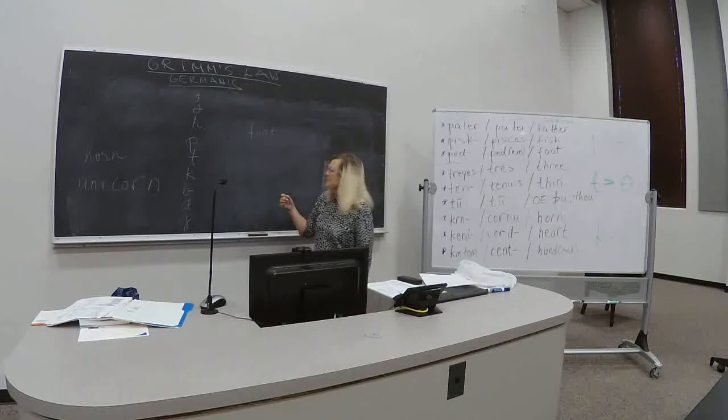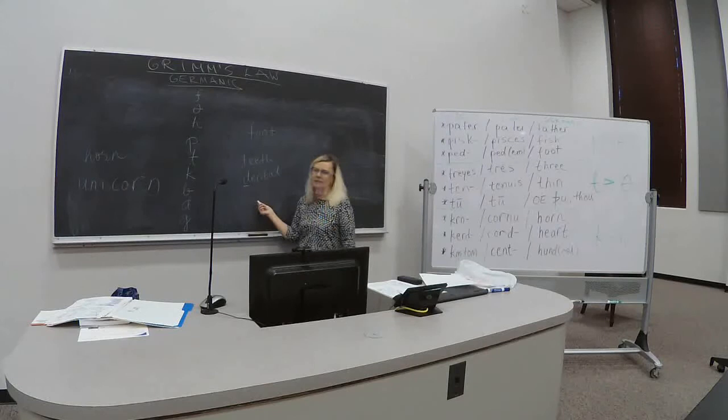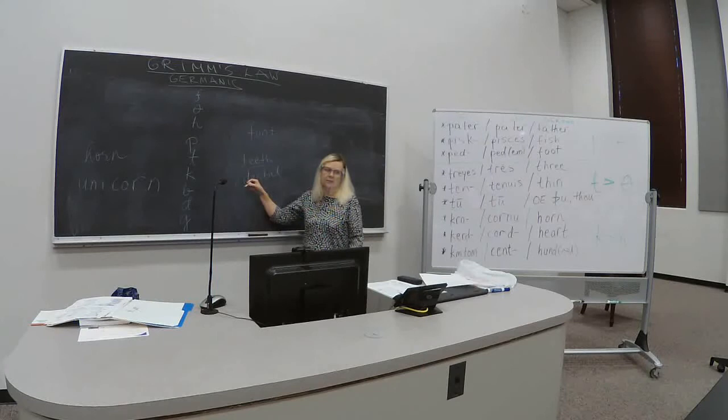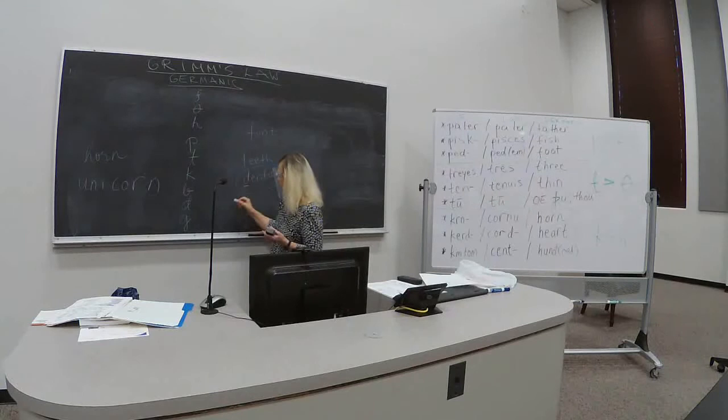Podiatrist, right? We have these kinds of pairs, like teeth, but then dental. Again, this is a later borrowing from a non-Germanic Indo-European language which had that, and of course when we borrowed it, Grimm's law did not apply anymore, so we end up with these kind of doublets of words. We have also mother, but maternal, and so on.